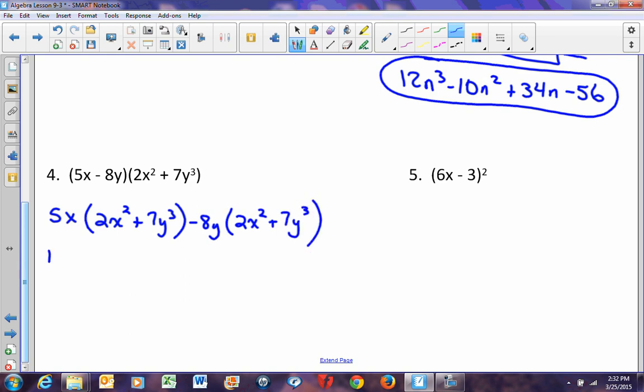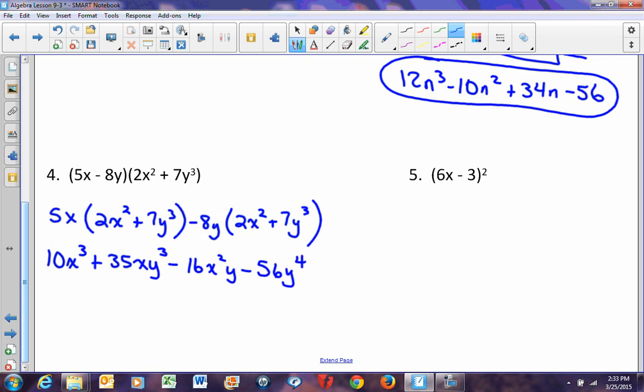So if I distribute, I'm going to get 10x to the third plus 35xy to the third. Minus 8 times 2 is 16x squared y. Minus 8 times 7 is 56, 56y to the fourth.